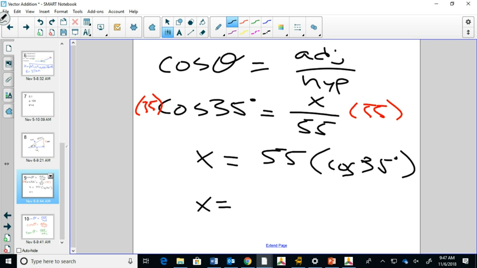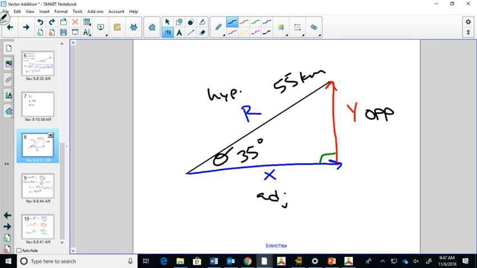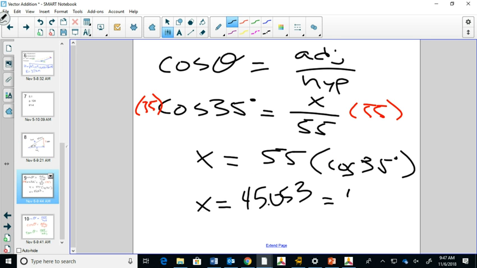So I simply do the multiplication. I get 45.053. What will be my significant digits here, guys? How many significant figures am I dealing with? Just 2. Yep. So therefore, we'll round this to 45. And what's my units? Kilometers.